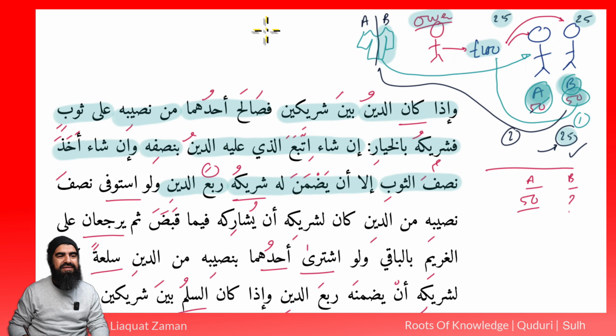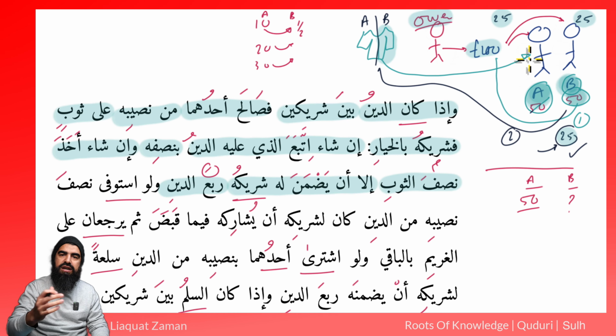So technically, if A takes £10, then that means B can take half of it, which is £5. And if A takes £20, he can take half of it. And if he takes £30, he can take half of it. So each person has the right to half of whatever the other person takes. Does that make sense? Okay.